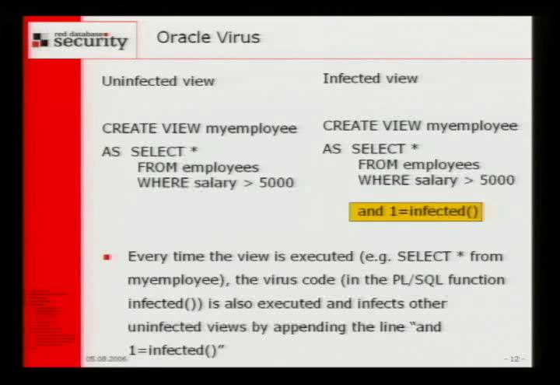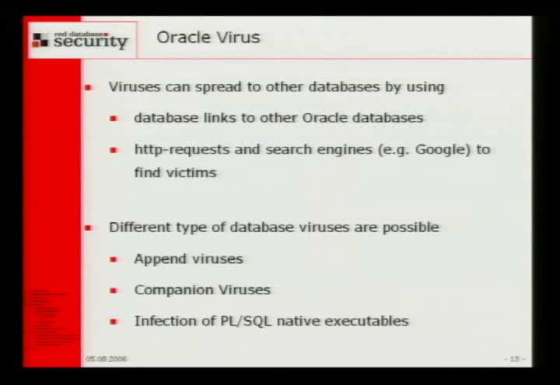And now, this is a proof of concept. On the left side, we have the view my employee, select star from employees where salary bigger than 5,000. And on the right side, we are appending a PL/SQL function. And every time you run a select from the now infected view, this function is executed. And this function is looking for new uninfected views. And we can also spread, so virus must spread. Via database links, we can also connect to other databases. We can do HTTP requests from the database in many cases. And then we can go to Google, retrieve data.